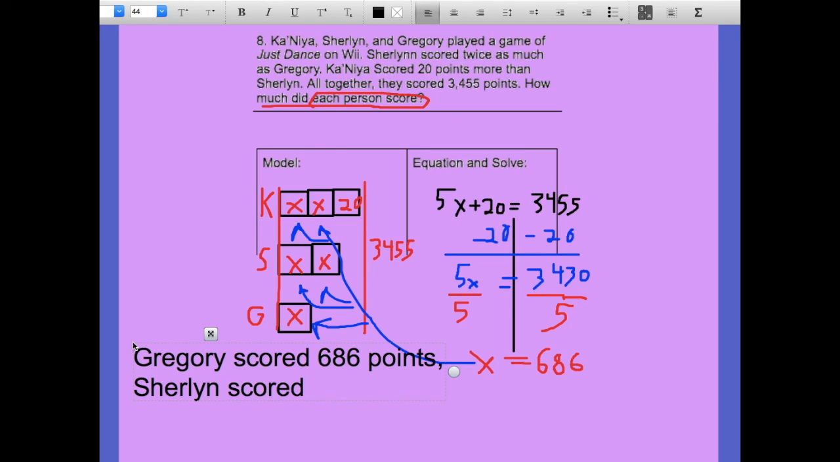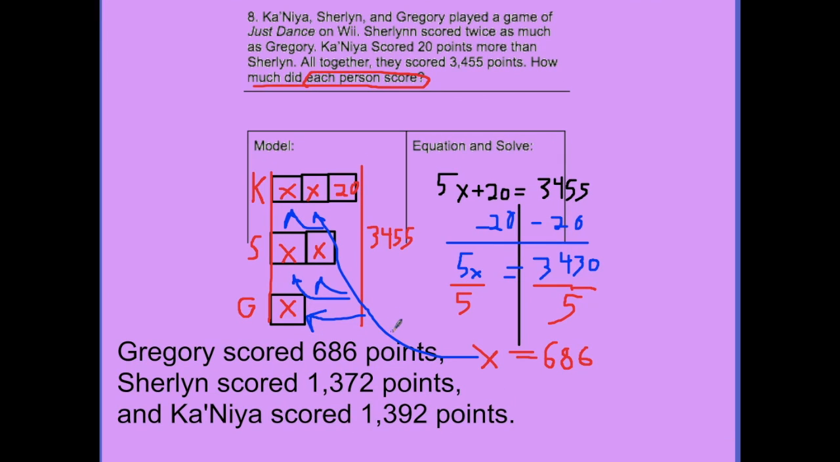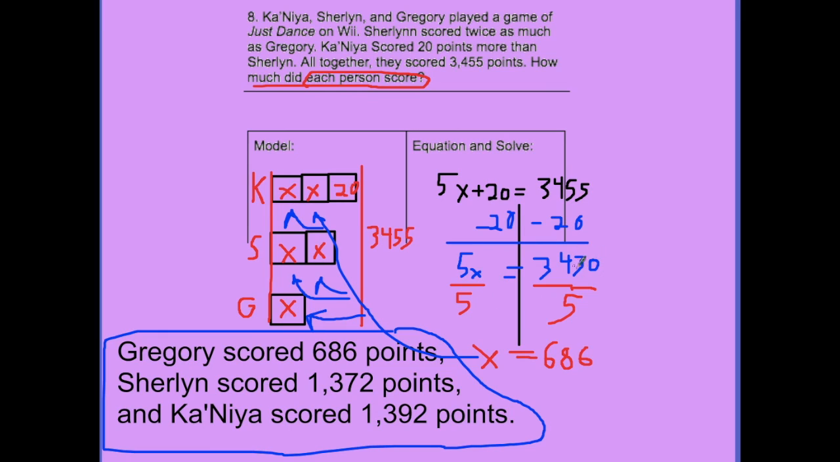I get 1,372 points. And Kanaya scored, we add 20 to what Sherlyn had, 1,392 points. And that's our final answer. All right, helps to take a calculator, add those up again, and we should get exactly 3,430 points there. And we are good to go.